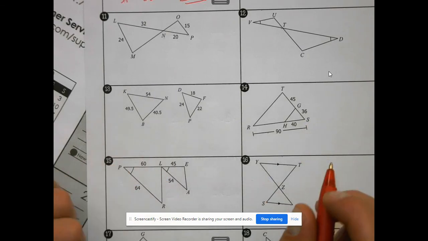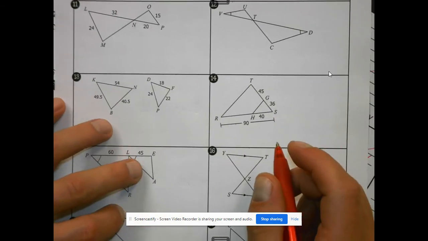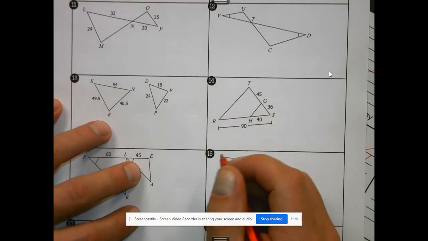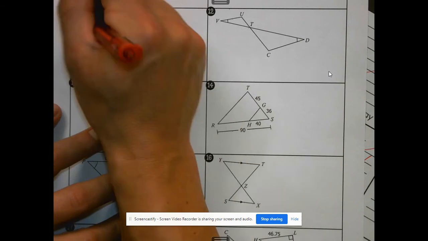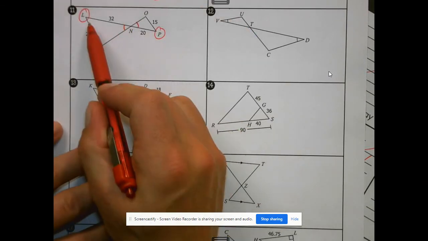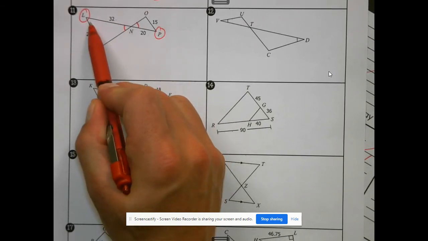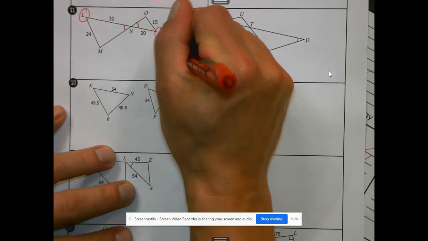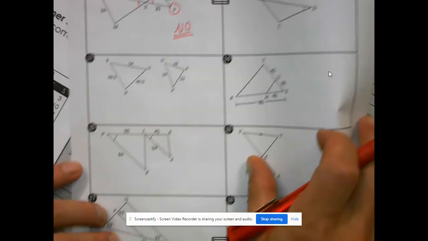Number 11. Just like the example on the notes earlier, on 11, I know I've got vertical angles, but I don't have the included angles. Remember, for side, angle, side to work, your sides have to be in proportion, but the angle has to be included in between the sides. So this guy is a no, sneaky.